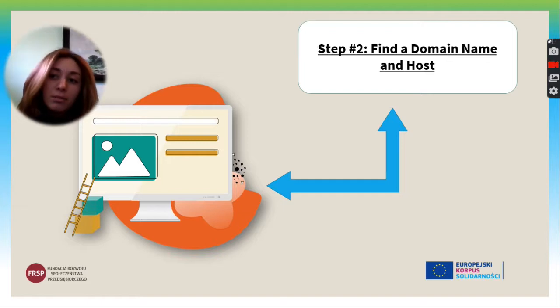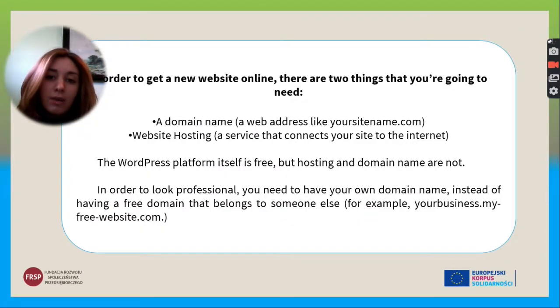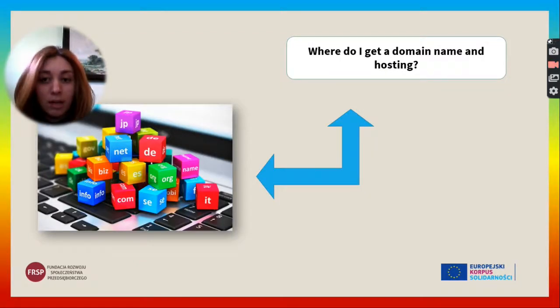Step 2 is to find a domain name and host. A domain name is a web address like youtube.com or google.com, etc. Website hosting is like a service that connects your site to the internet. So where can I get this domain and hosting?